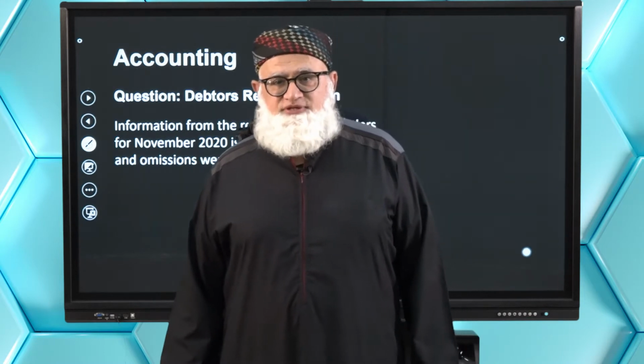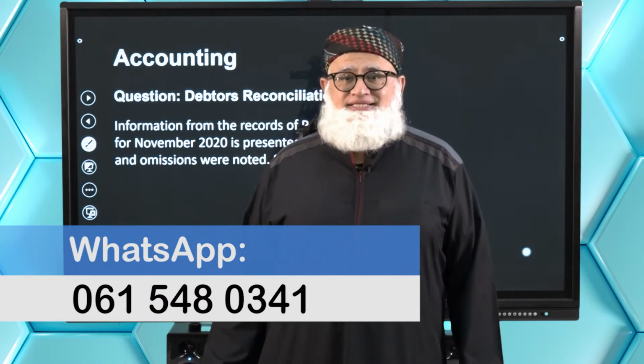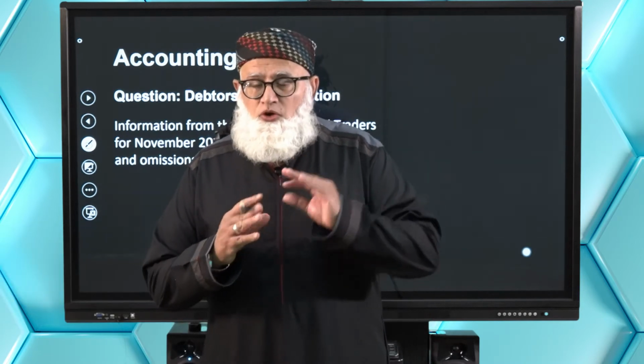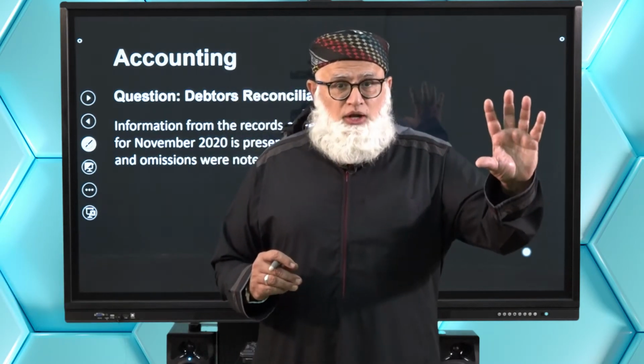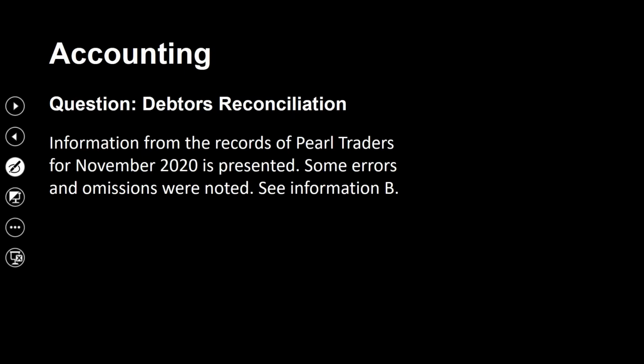Welcome back, accounting boffins. Yes, we're on the flight, remember, and the flight destination is the debtors reconciliation statement. Remember we said a debtors reconciliation, we are reconciling the debtors control account with our debtors list. Okay, let's carry on. We are given information here, information from the records of Pearl Traders for November 2020, right? And we are told that there are some errors and omissions that were noted, and we have to look at that information in order to do the necessary reconciliation.